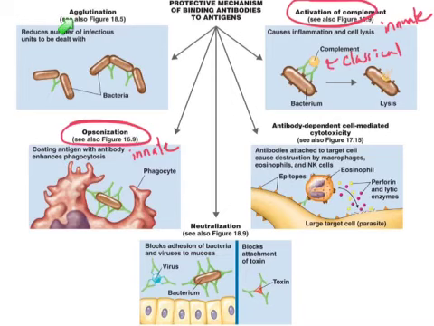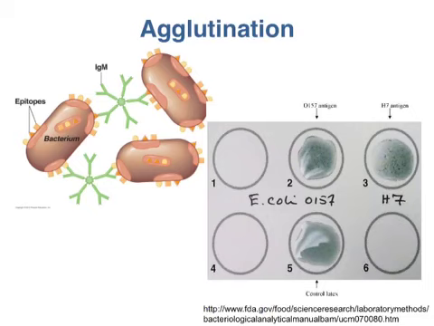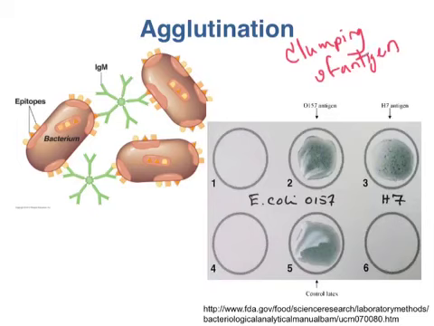Agglutination, neutralization, and antibody-dependent cell-mediated cytotoxicity, ADCC for short. These are new, so let's talk about these in a little more detail. So agglutination is just clumping together antigen, like the clumping that occurs with red blood cells when you're running a blood typing assay.